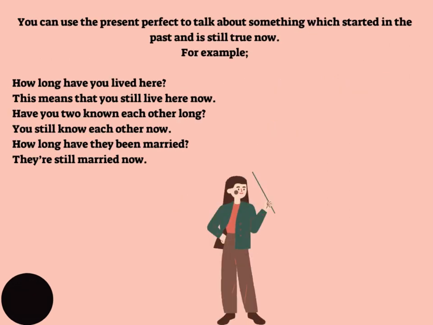You can use the present perfect to talk about something which started in the past and is still true now. For example, how long have you lived here? This means that you still live here now. Have you two known each other long? You still know each other now. How long have they been married? They are still married now.